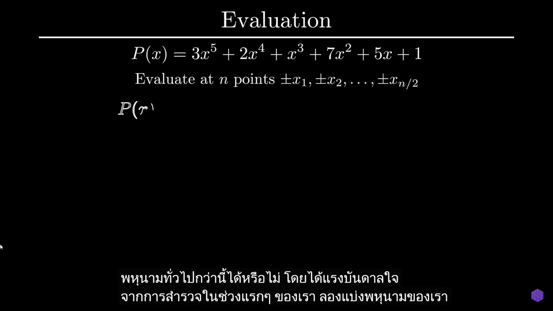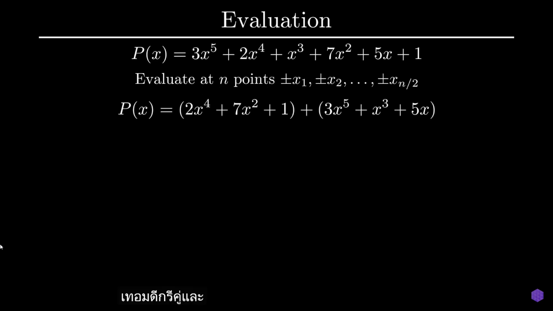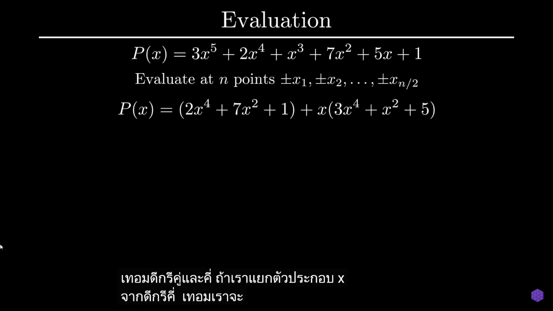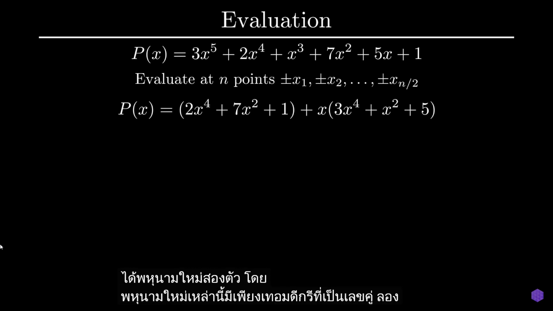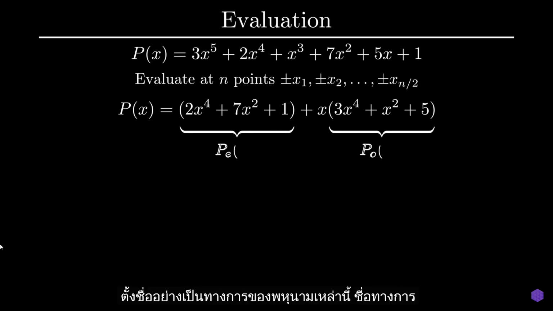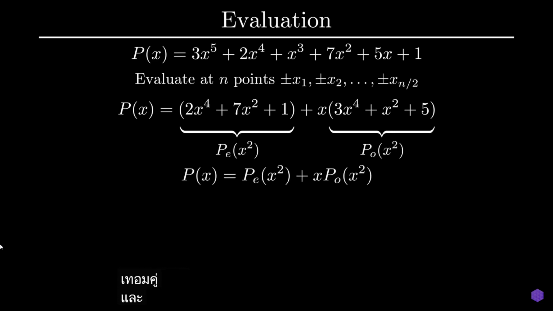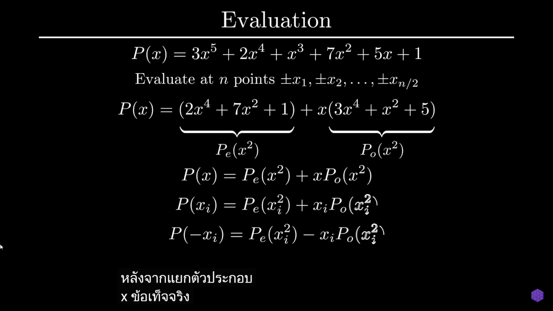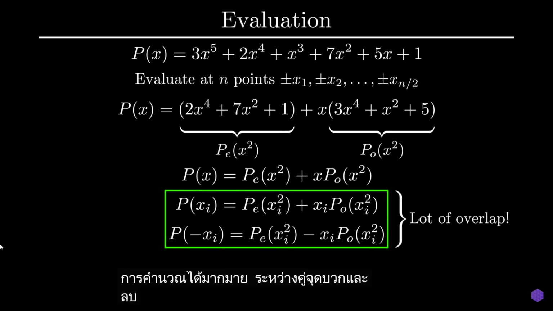Taking inspiration from our earlier exploration, let's split our polynomial into even and odd degree terms. If we factor an x from the odd degree terms, we end up having 2 new polynomials, where these new polynomials have only even degree terms. Let's actually give these polynomials formal names, the first representing the even terms, and the second representing odd terms after factoring out x. This fact allows us to recycle a lot of computation between positive and negative pairs of points.